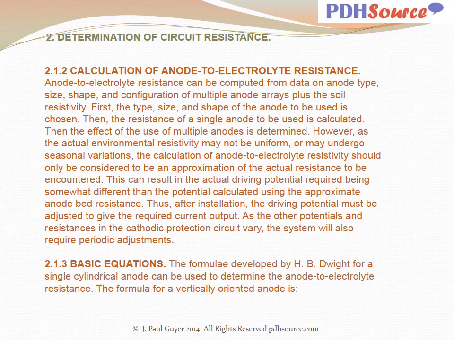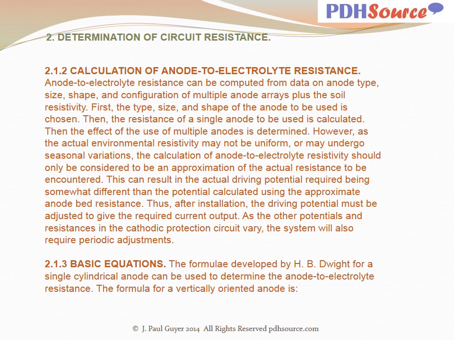However, as the actual environmental resistivity may not be uniform or may undergo seasonal variations, the calculation of anode to electrolyte resistivity should only be considered to be an approximation of the actual resistance to be encountered. This can result in the actual driving potential required being somewhat different than the potential calculated using the approximate anode bed resistance. Thus, after installation, the driving potential must be adjusted to give the required current output. As the other potentials and resistances in the cathodic protection circuit vary, the system will also require periodic adjustments.